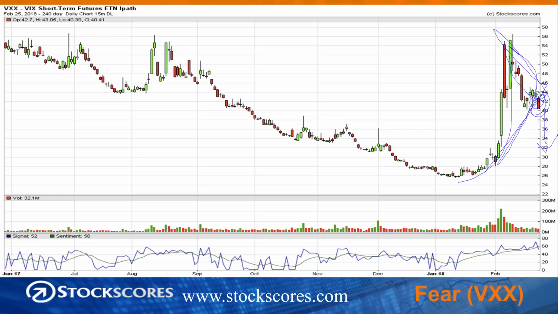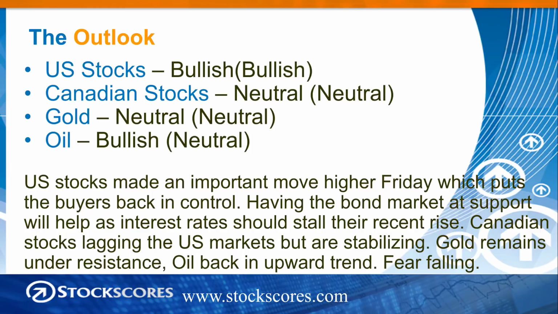Now, this is what will probably happen. It doesn't mean it is what will happen. If the stock market, in fact, retraces and retests that trend line, you're going to see the fear chart skyrocket. But for now, it looks like it wants to move lower.